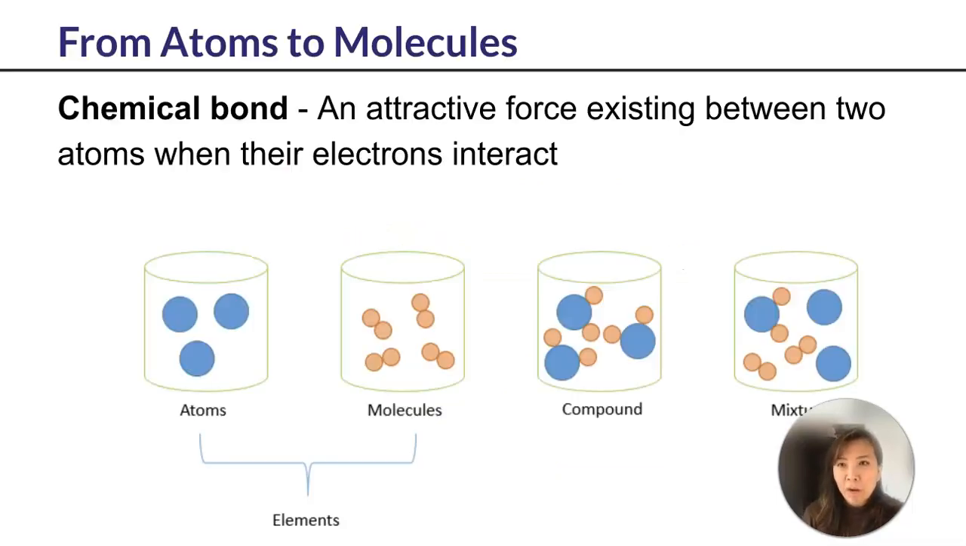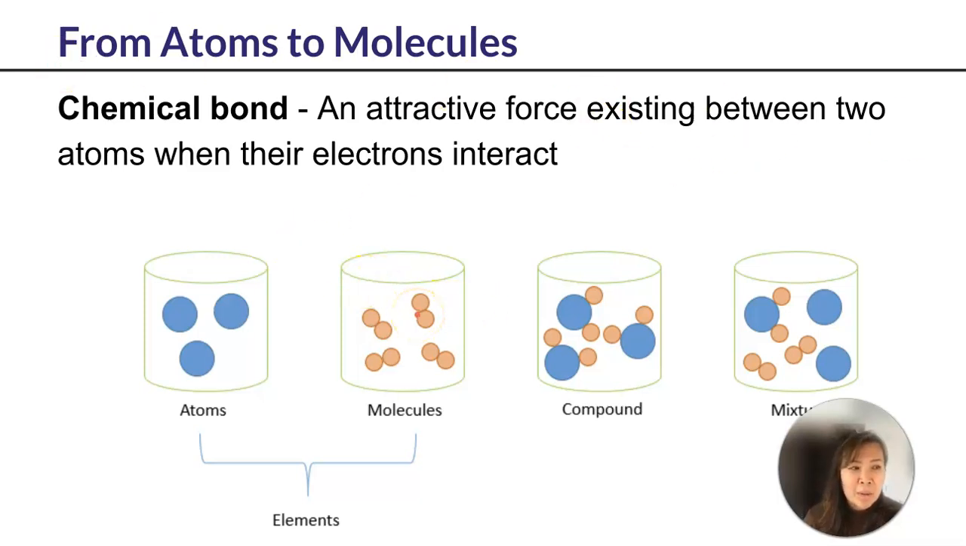So let's start off by talking about how atoms can actually interact together through their electrons, the electrons that are on their valence shell. If you recall, the valence shell is the most outer shell. When the electrons on the atoms interact with each other, they can form what we know as molecules. So molecules form when two or more atoms interact with each other.